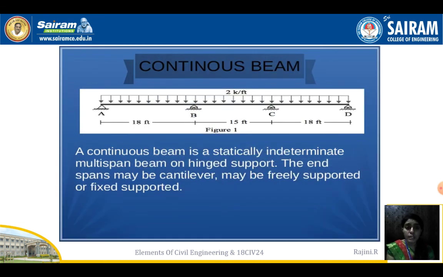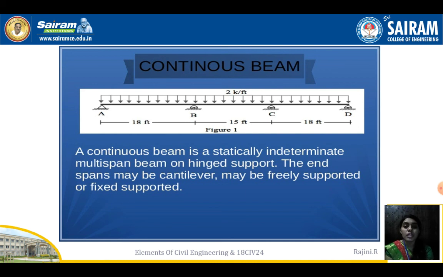Okay, next one, continuous beam. I think the continuous beam is the largest beam, right? A continuous beam is a statically indeterminate beam. I'll explain in the next session what statically indeterminate means. The end span may be cantilever, freely supported or a fixed support. You can see a number of different supports in this beam, right? So here reactions will be more than 2, more than 3, more compared to other beams. It will be the largest beam.